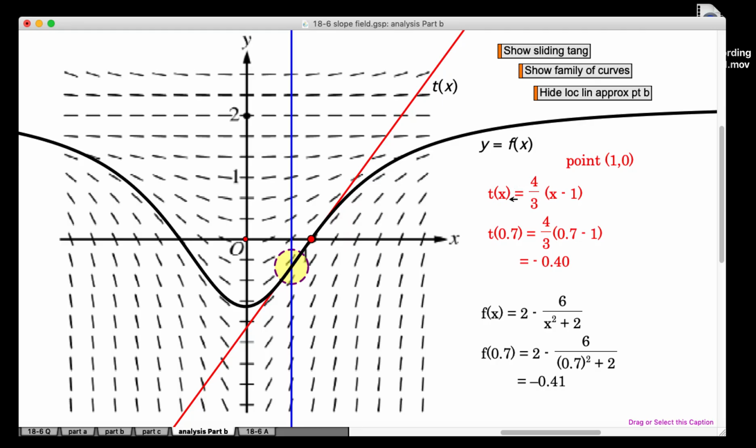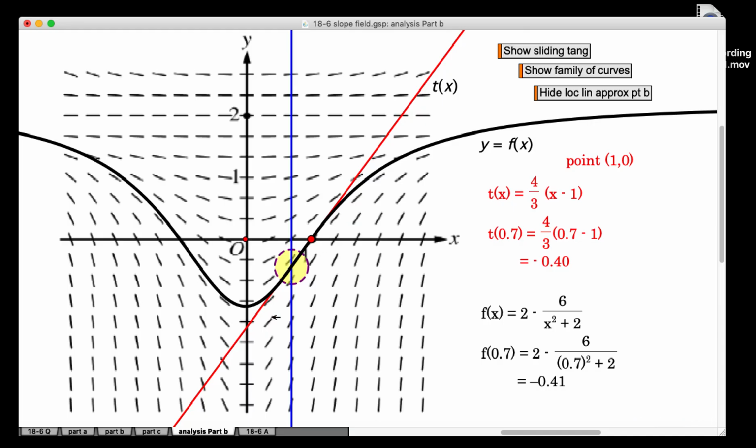So that's what we did in part B. We drew the tangent line to that function at that point, okay? And that was the tangent line right here. And so this red line is the tangent line. Now, if you notice in this region right here, you can't tell the difference. The black curve and the red curve, or the actual function and the tangent line, they're on top of each other. Okay, and they're very close to each other.